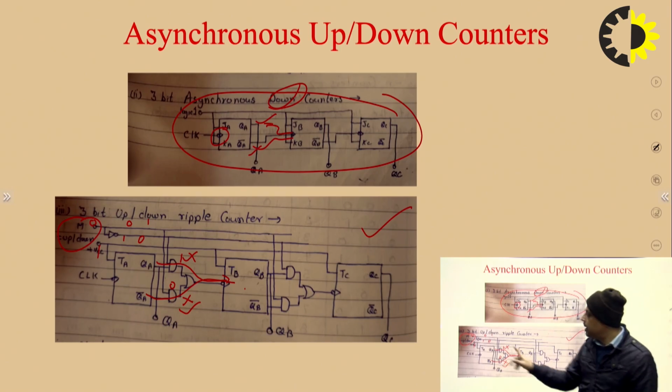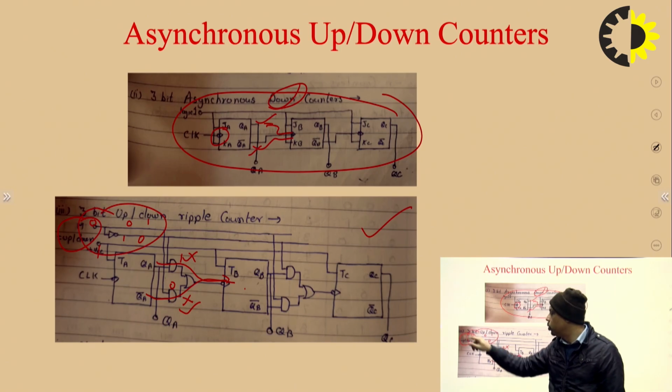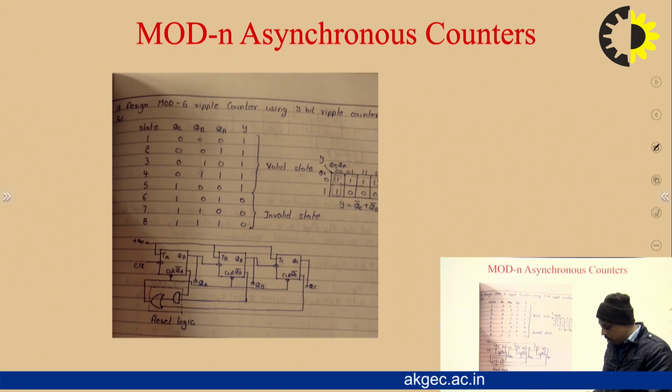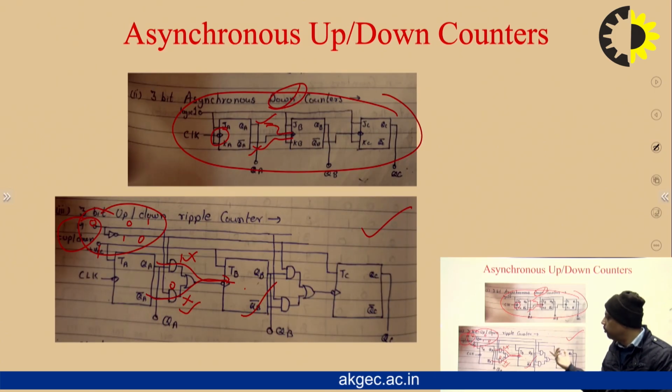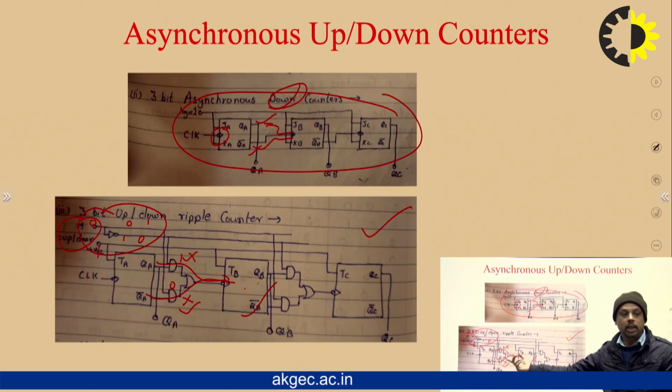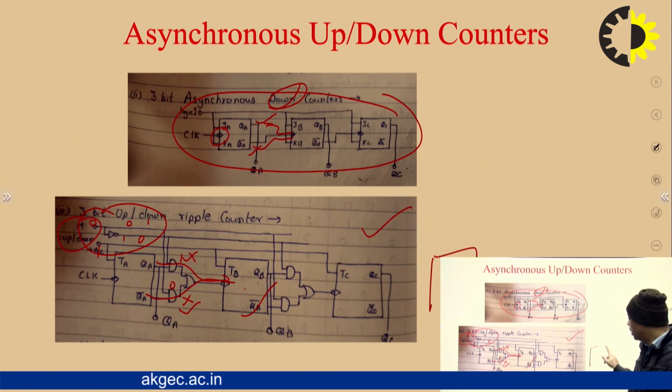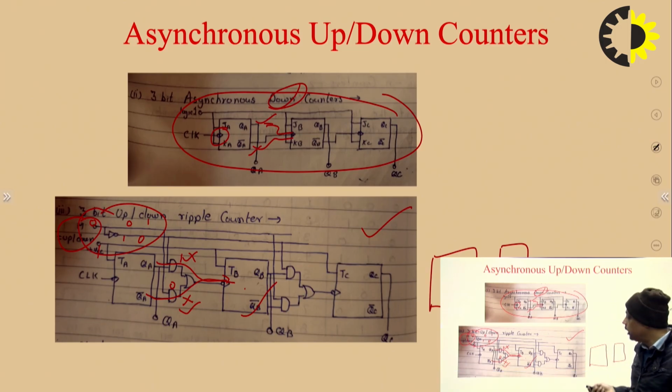So just by selecting this mode signal M is equal to 0 or M is equal to 1, we can perform the up and down counting for the 3-bit asynchronous counter in this manner. We can also add a different number of bits. This is a 3-bit counter because there are only 3 flip flops. For a 4-bit counter, we can add one more flip flop over here. For the 5th bit, we can add one more flip flop over here. In this way, we can increase the number of bits of the counter as well.